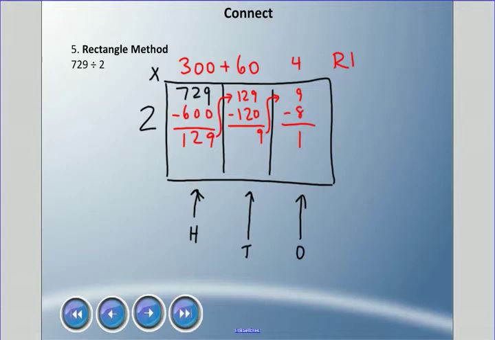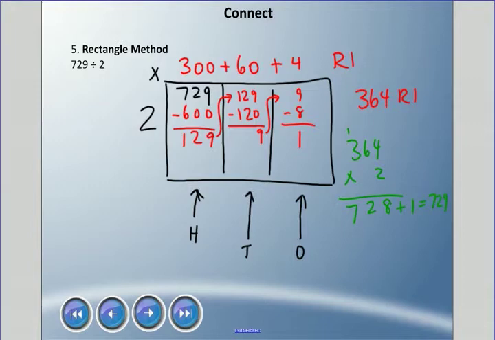And I'm going to add these up. 300 plus 60 plus 4 is 364, remainder 1. And so we're going to double check our work. That's always good. I'm going to multiply 364 times 2. 4 times 2 is 8. 6 times 2 is 12. 3 times 2 is 6, plus 1 is 7, so 728. Plus I add that 1 is 729.